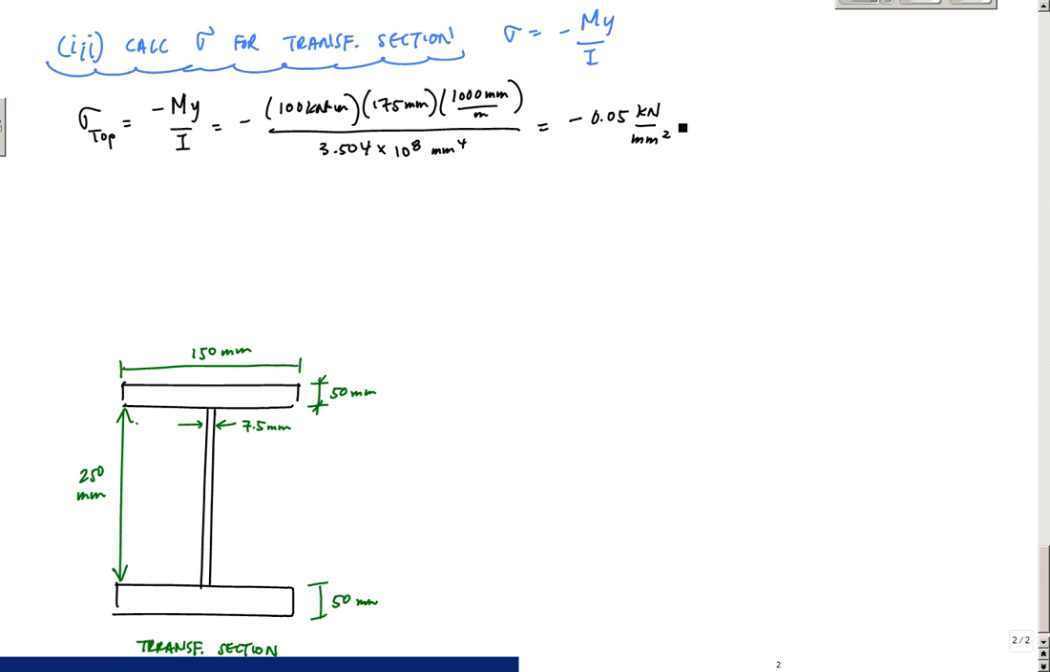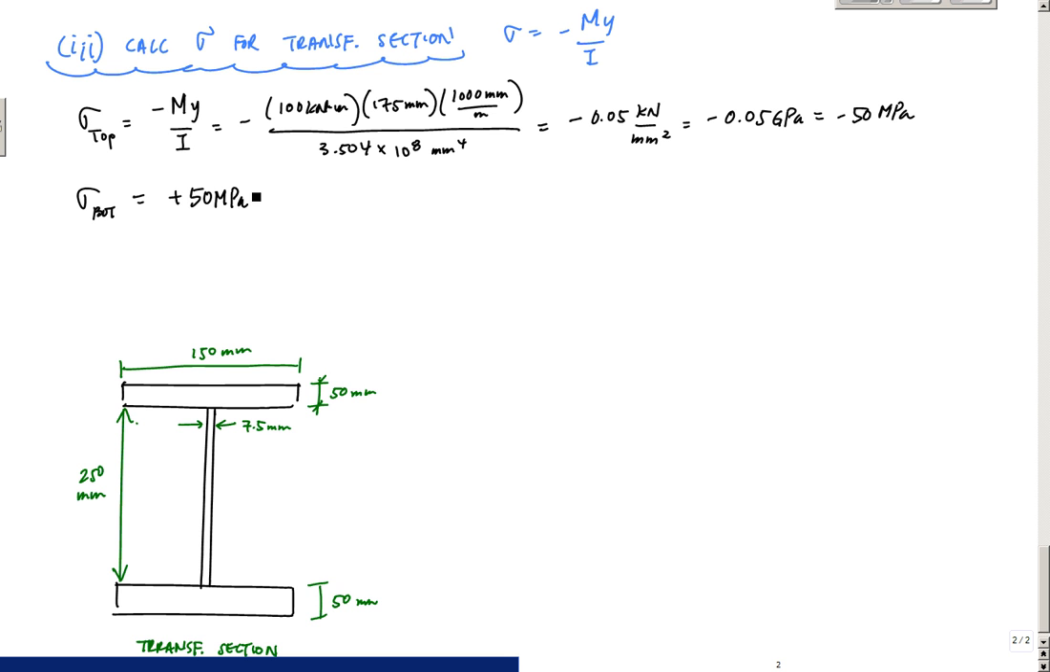I like keeping things in terms of kilonewtons and millimeters, keeping the lengths in millimeters, just because I know 1 kilonewton per millimeter squared is also the same as 1 GPa. So this is the same as minus 0.05 GPa, or in megapascals, minus 50 megapascals. Because I have a symmetric cross section, the stress at the top has the same magnitude at the bottom. So sigma bottom, instead of compression, will be tension, a plus 50 megapascals right here.